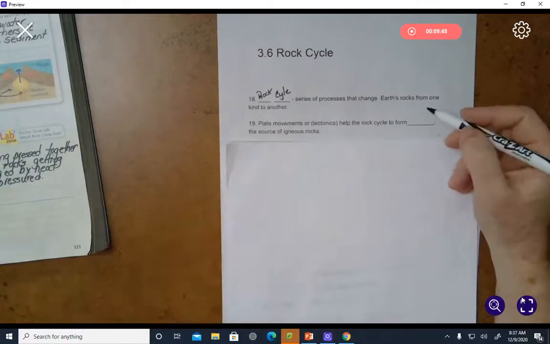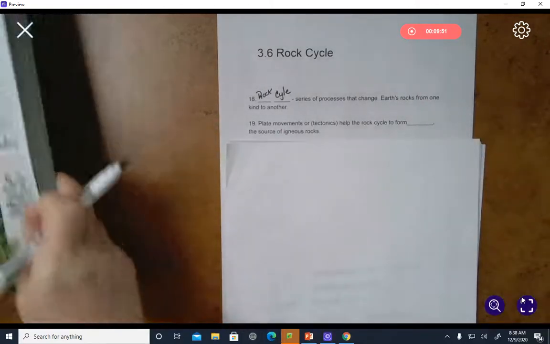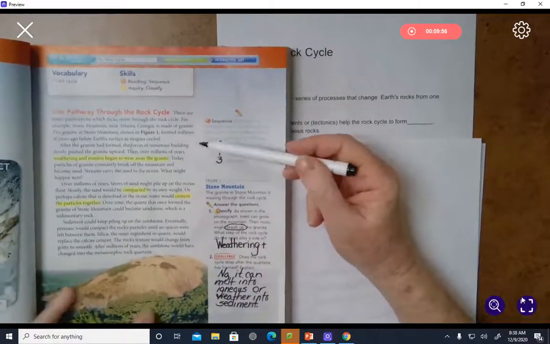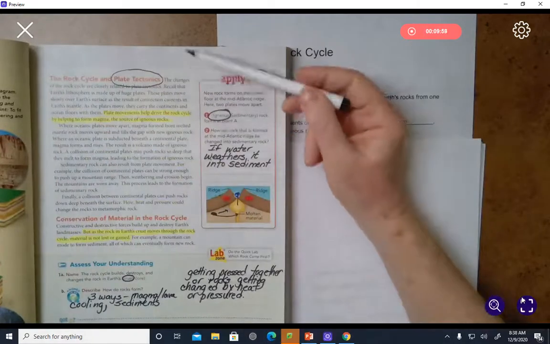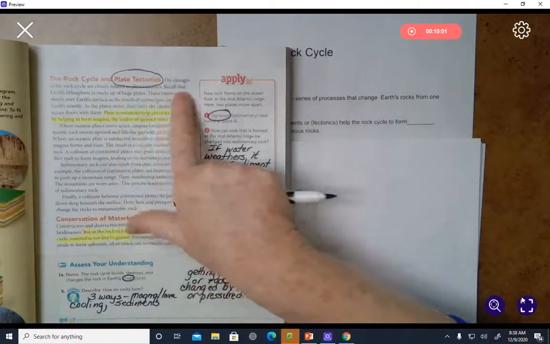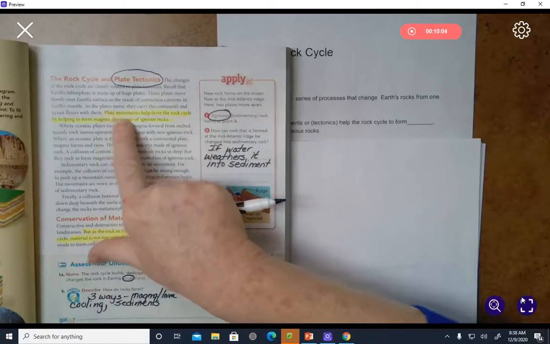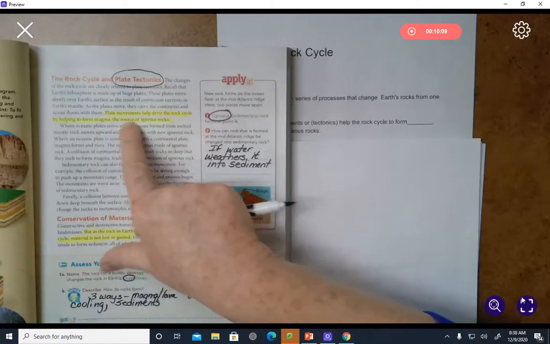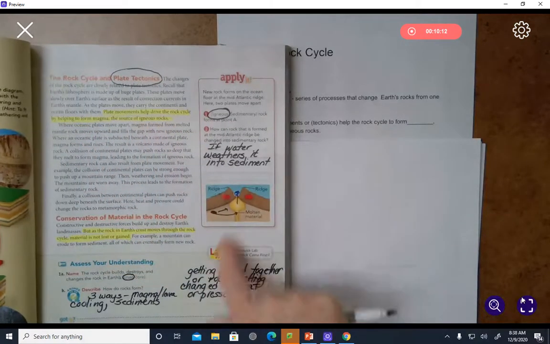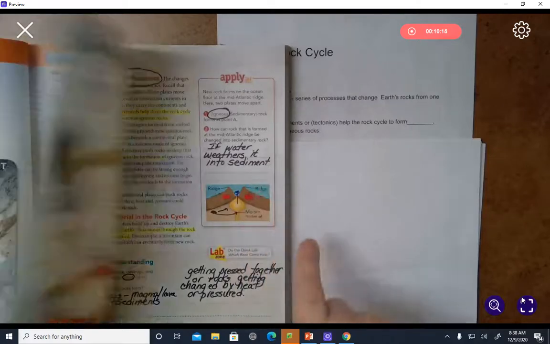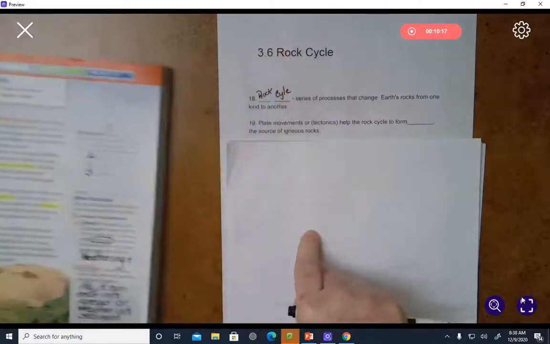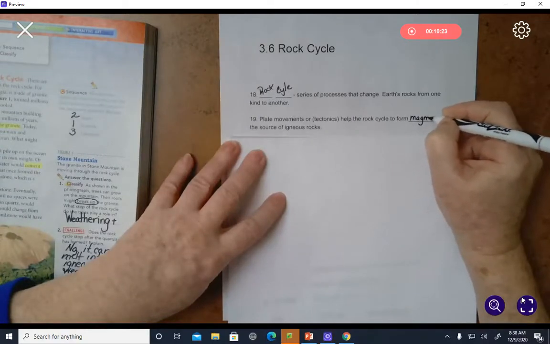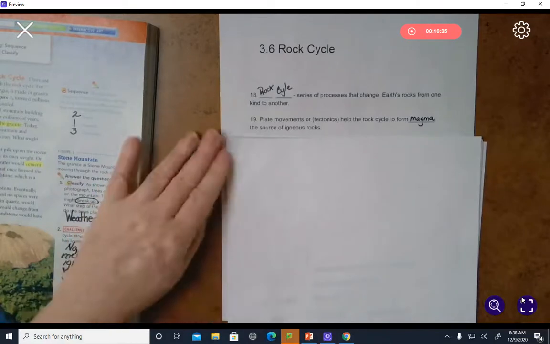So I'm going to go back in the book. So many of us don't do that. And let's see where it says about things moving here. Well, it says plate tectonics, that changes the rock cycle, closely related. Plate movements help drive the rock cycle by helping to form magma, the source of igneous rocks. Because magma, it's first, and then when it comes out, it's lava. I thought maybe it was over here, but I am going to write magma. If it was on a review question, I might go back in that book and look at it like that.